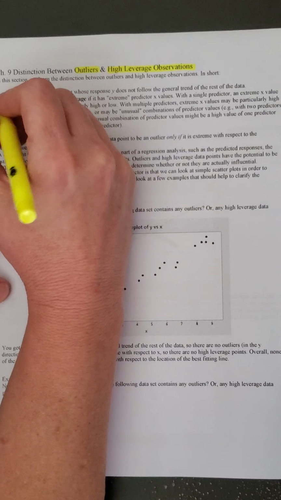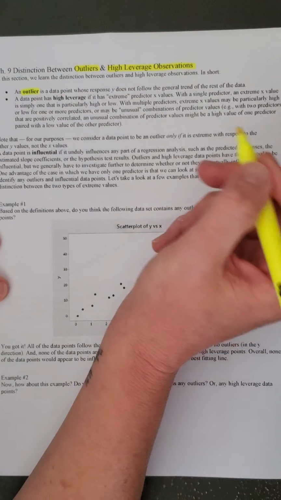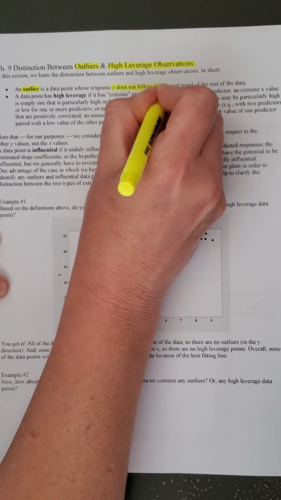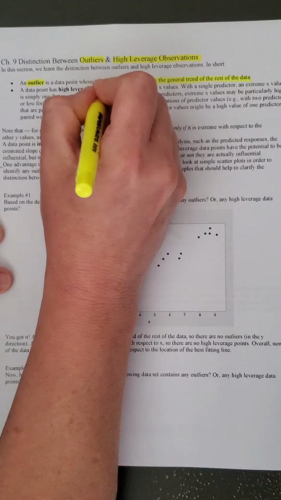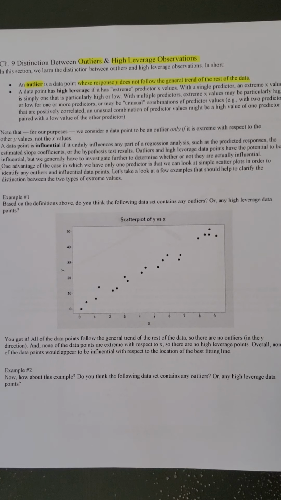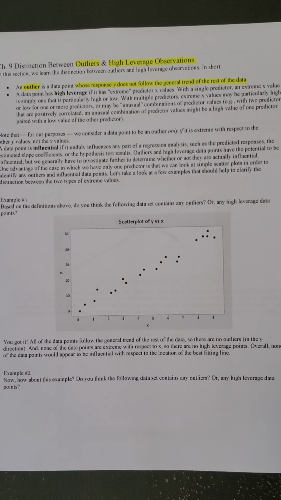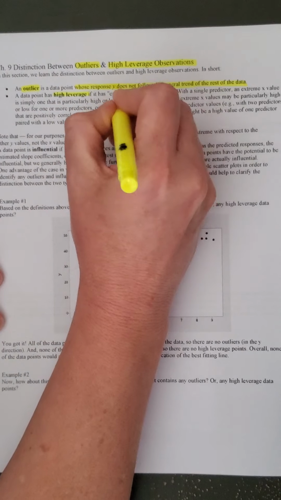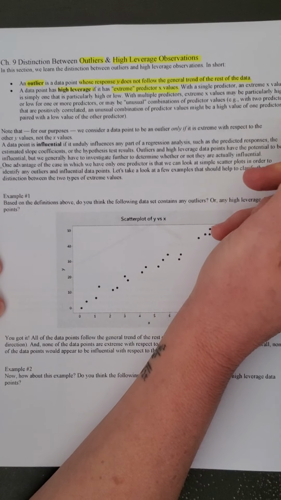So in general, or in short, an outlier is a data point whose response Y does not follow the general trend for the rest of the data. So the Y response is higher or lower than the rest of the trend of the data. Now, a data point has high leverage if it has extreme predictor X values.